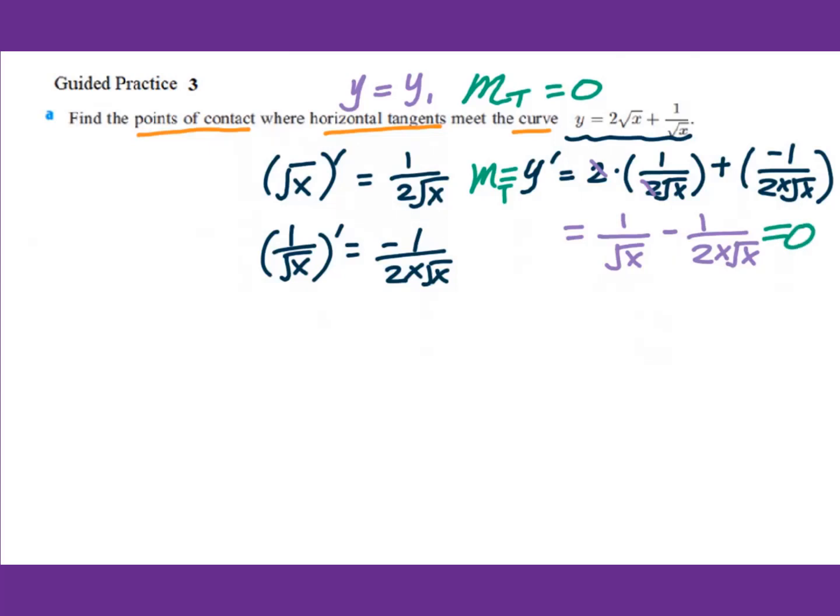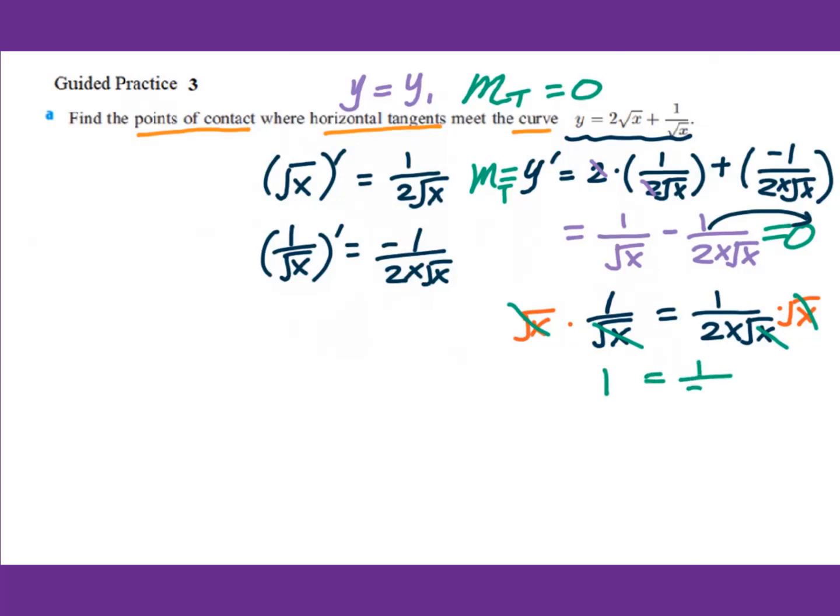So we get 1 over square root of x. I move this one over here, equals 1 over 2x square root of x. We multiply by square root of x on both sides. You will reduce. That is 1 equals 1 over 2x. Then you can do cross multiply. x equals 1 over 2.